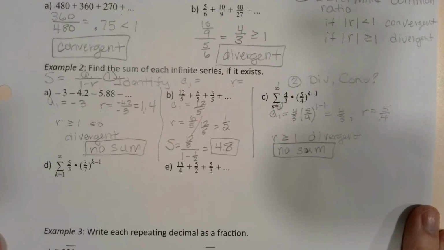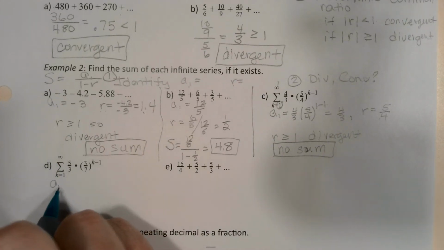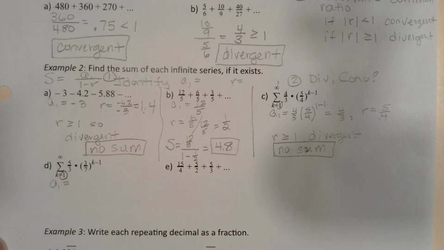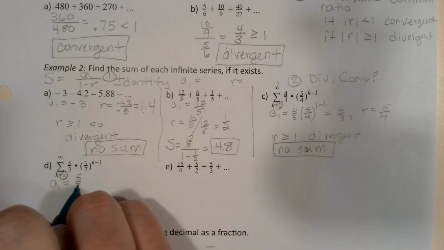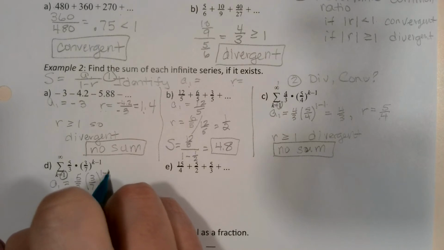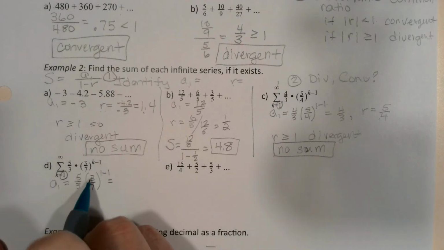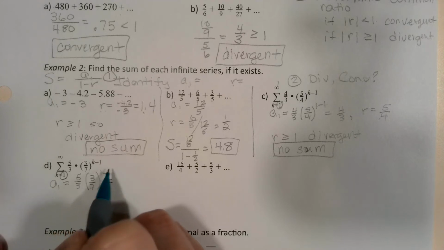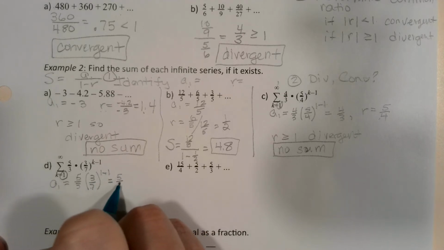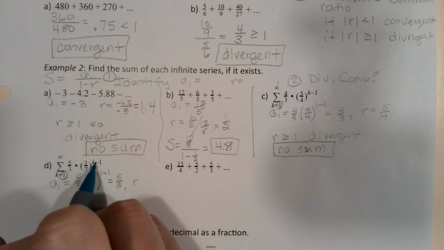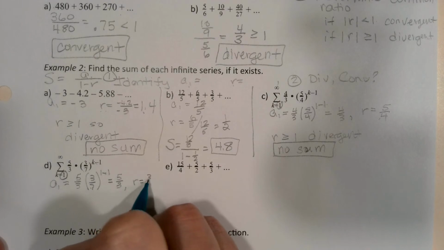D is also a sigma notation problem. So we'll start with a sub 1. A sub 1 is calculated when I plug in whatever k is down here. It won't always be 1. Could be any number. We're going to plug that in. So 5/3 times 3/7 to the 1 minus 1. So 3/7 to the 1 minus 1, or 3/7 to the 0 power, is just 1, so I can ignore that. A is going to be 5/3. R is going to be the rate that's taken to the exponent, or 3/7.